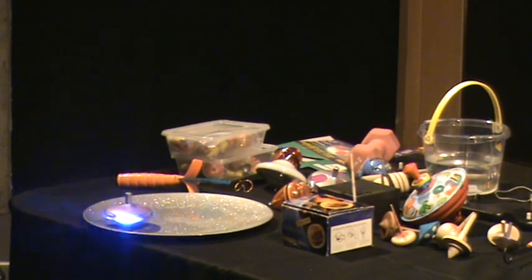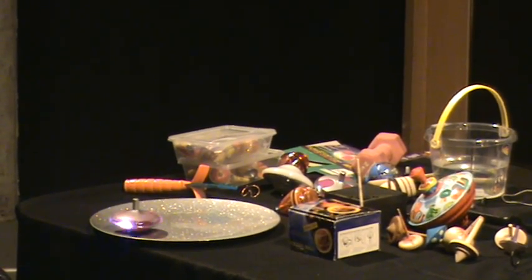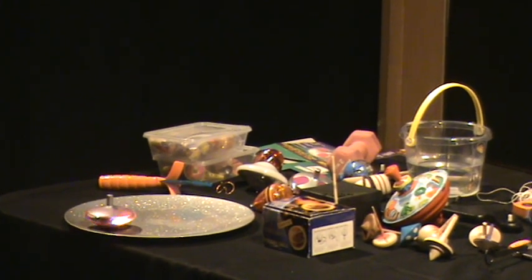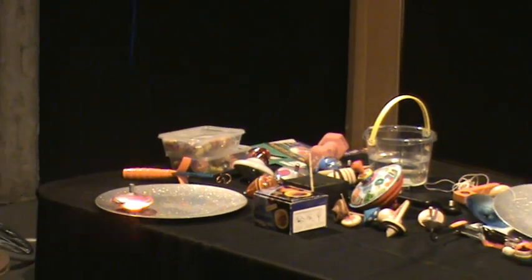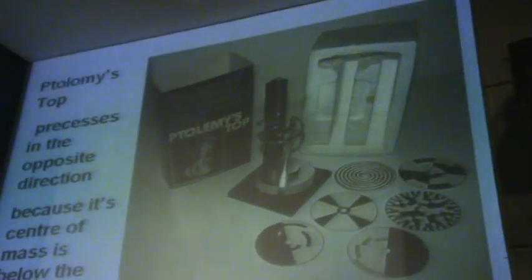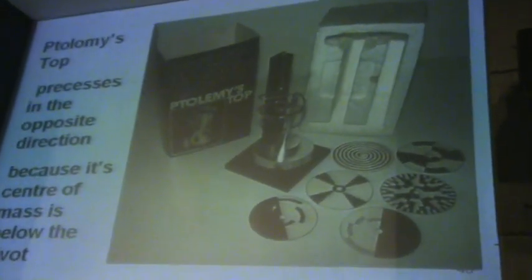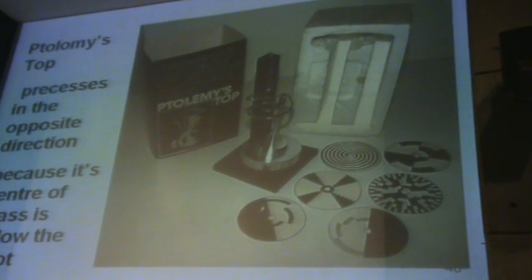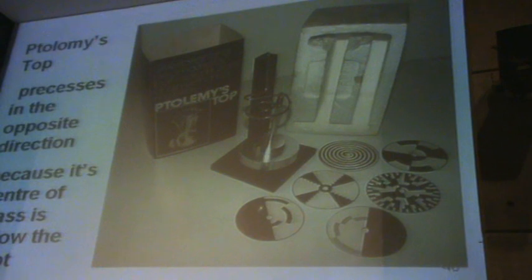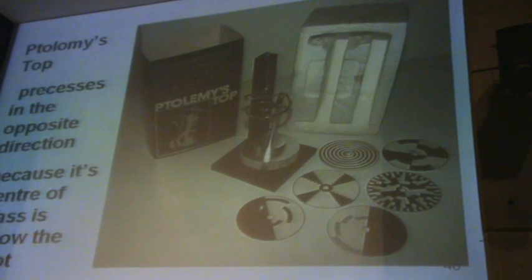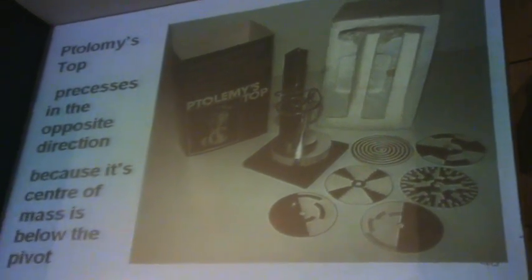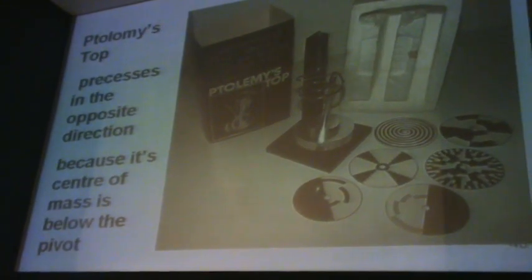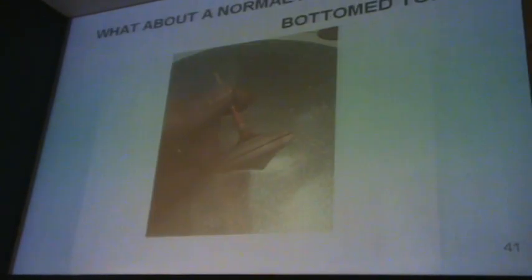Now, what is really interesting, to me at any rate, is a Ptolemy's top, which somebody nicked from my school. And this is a very sad moment, and I've never found it again. This is what it looks like, and it's got the centre of mass below the pivot, and it precesses in the opposite direction. If anybody sees one of those, please get in touch, I'd love it. I'd even pay for it. We'll skip over that. Because it spins a long time, they put these discs in it.